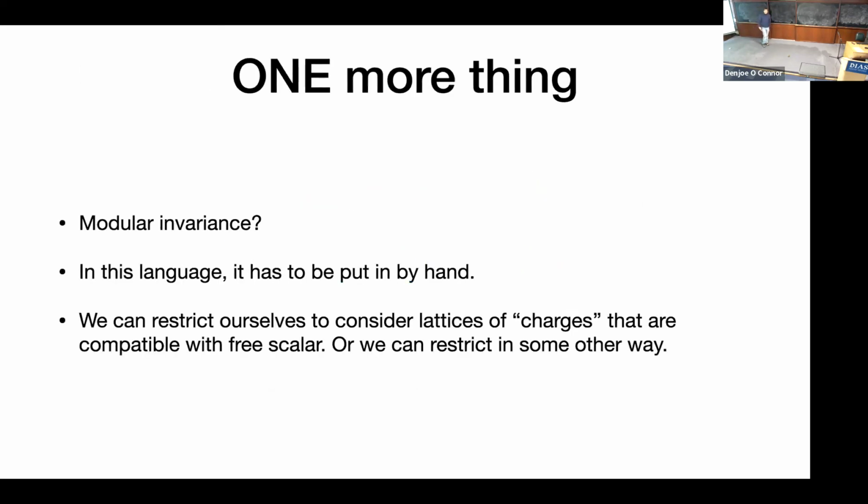And then I have to tell you something more, which is where does modular invariance come from? If I want to use T-duality, we usually talk about T-duality when we have modular invariance. From what I've shown you, you just have to put it in by hand. Okay. So we can restrict ourselves to consider lattices of charges that are compatible with the free scalar, or we can restrict it in some other way, but if you want to restrict to the things that in the continuum limit will give you the right partition function, that is modular invariant, that specifies for you the allowed set of values of the C's that you can have.